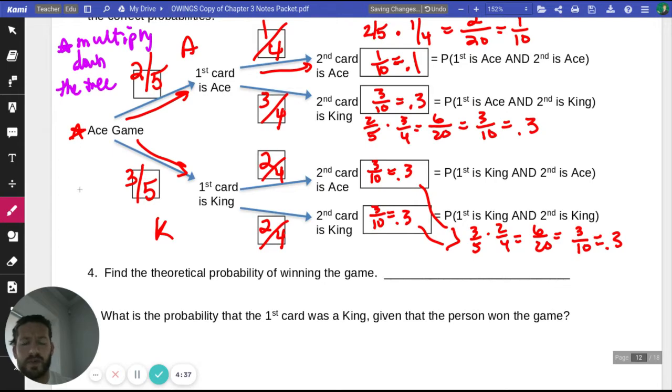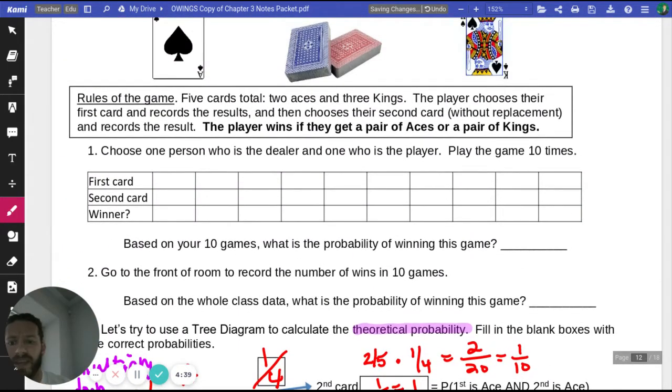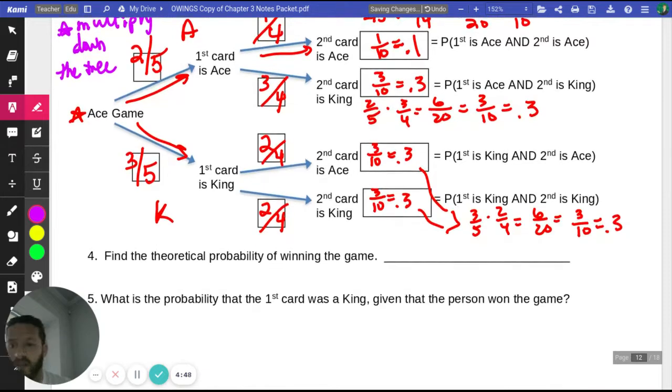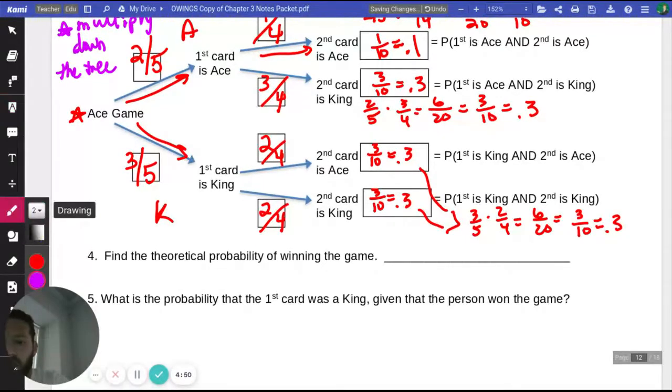Number 4 says find the theoretical probability of winning the game. How do we win the game? It's bolded right there. We win the game if you get a pair of aces or a pair of kings. So we have to figure out the probability of getting a pair of aces or a pair of kings. So the probability of getting ace ace plus the probability of getting king king.